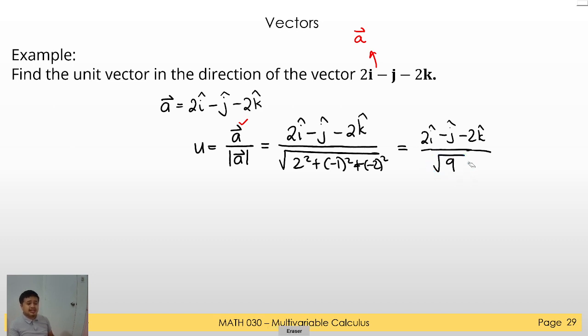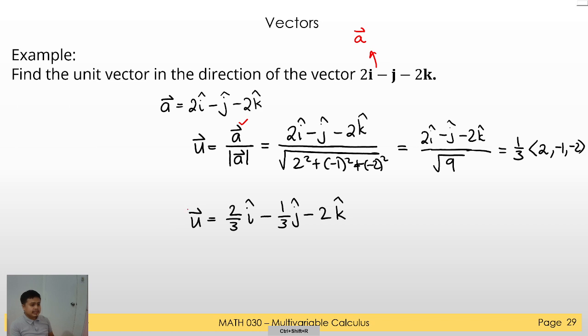Therefore, we just distribute this effectively, no? Or basically, we're just multiplying 1/3 to our vector 2, -1, and -2. So the final answer for the u vector, it should have an arrow now. So the u vector will be equal to, to make this the same notation, we have 2 over 3 i hat, negative 1/3, sorry, it should be plus, j hat, and then minus 2 over 3 k hat.